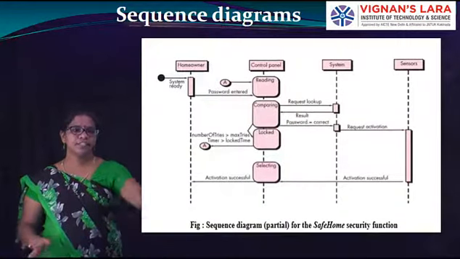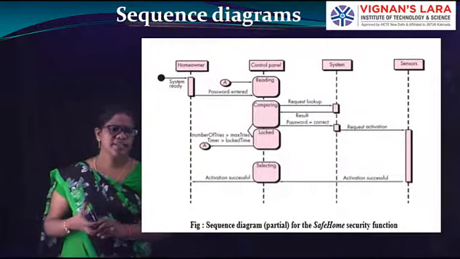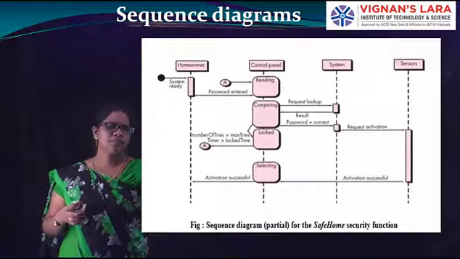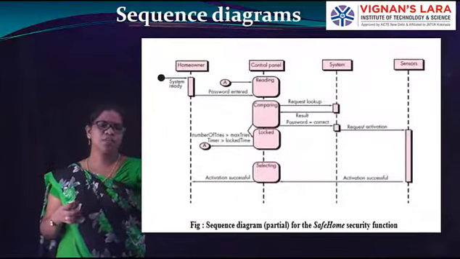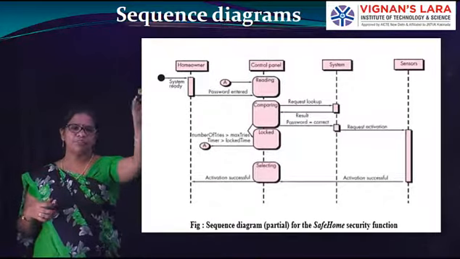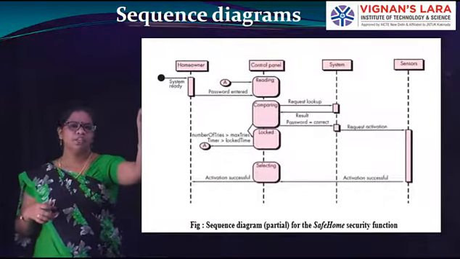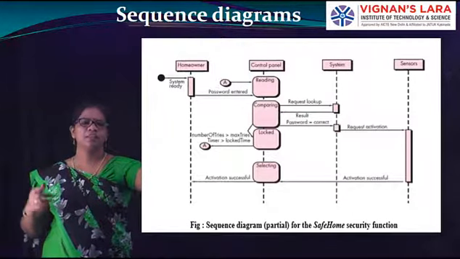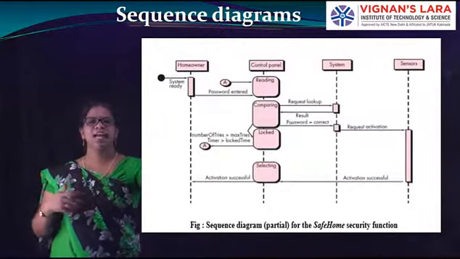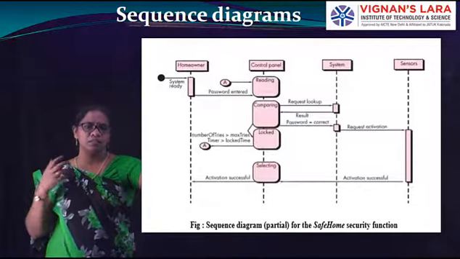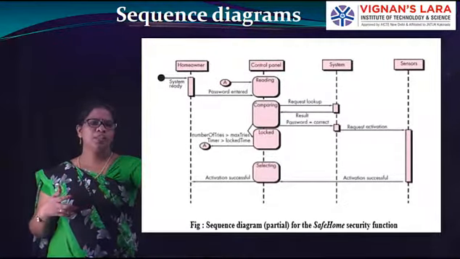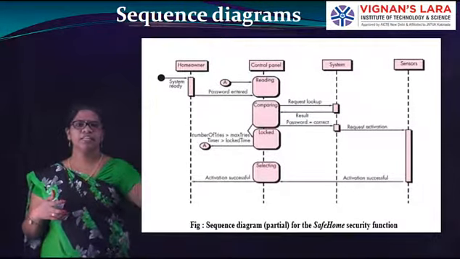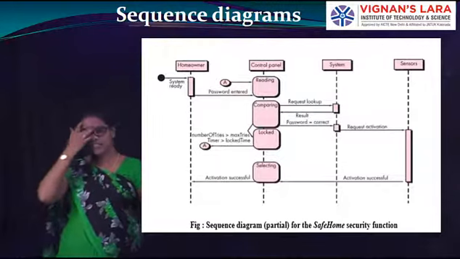So this is the sequence diagram. In this sequence diagram, we have a control panel, a system, and some sensors. This is the home security example. When an event occurs in the home security system, it goes to the control panel. Then how the sensors interact with this control panel, and how the system interacts, is shown. This is a sequence diagram.